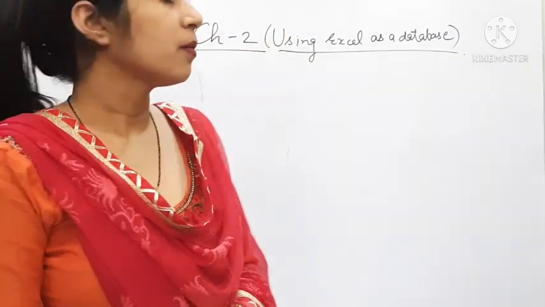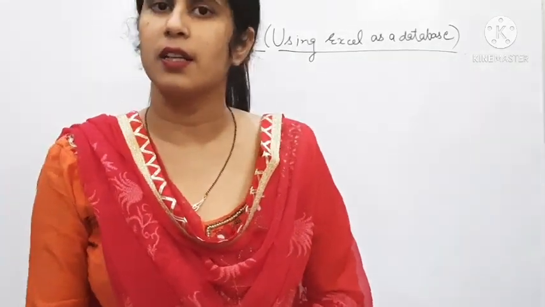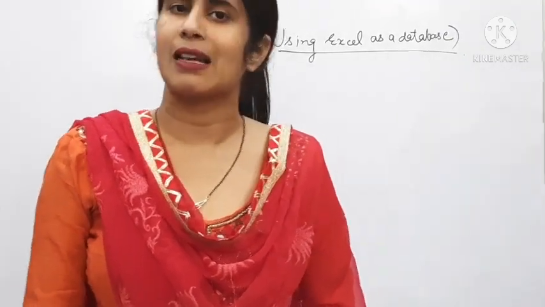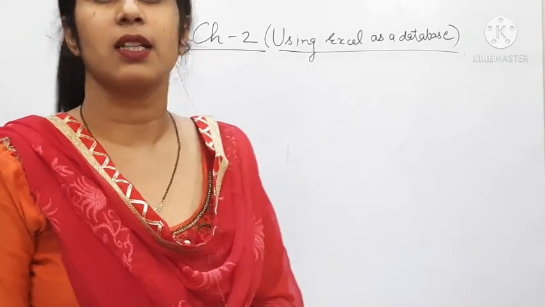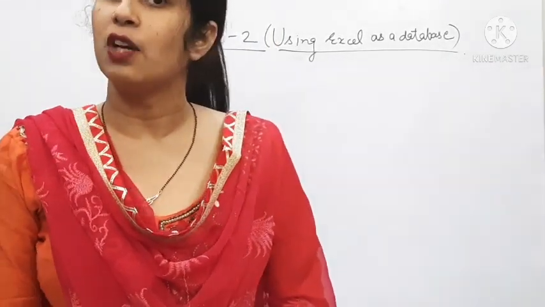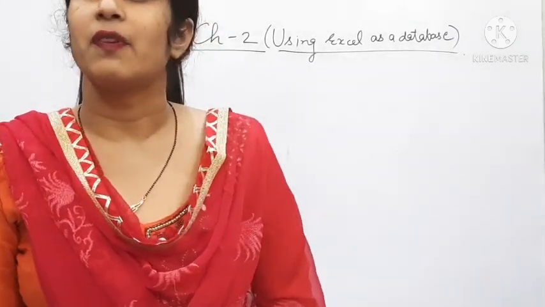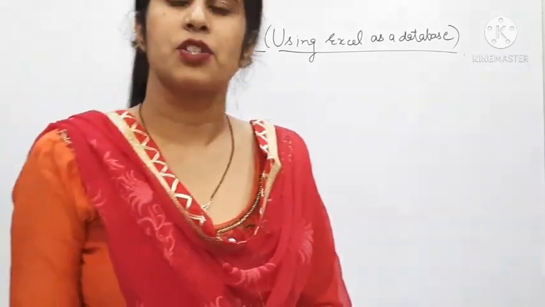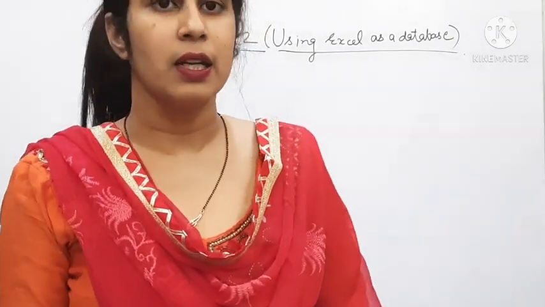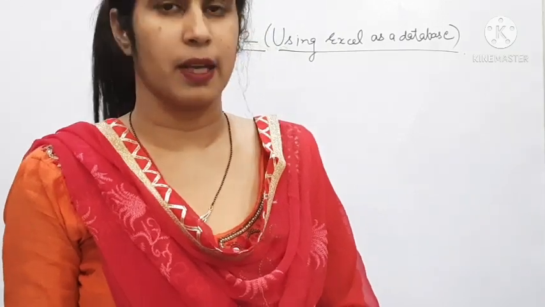Today we will study chapter number 2, which is using Excel as a database. This chapter we had started in our previous video. In the previous video I had explained what is Excel, what is a database, what are the components of our database, what is a worksheet, what is a field, what is a column, what are records, okay? What is a form where we enter the data, how can we search a record, how can we add any record, how can we delete any record. Okay, these topics we had studied and one more topic was also there and it was sorting.